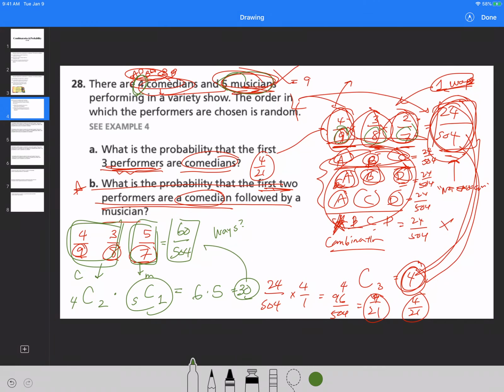So each of the 30 ways has an equal chance of happening, which is 60 over 504. So 30 times 60 divided by 504. Well, the probability of that happening is actually going to be above 1. So I think there's something I did not do right here. Well, that's 6. That's 5. What is the probability the first 2 performers are a comedian followed by a musician? 15. That's 4. That's 504. 30.